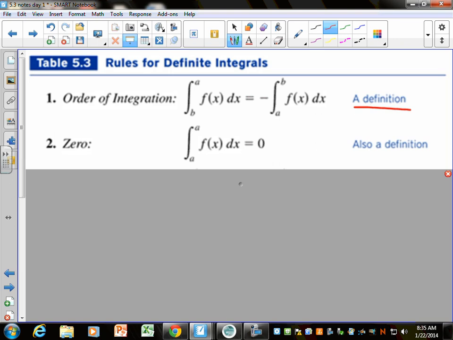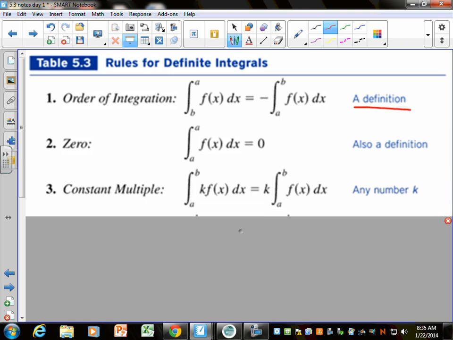Also, a definition. I copied this straight out of the book. So it's funny that they said also a definition. I know. It's funny. Our book's kind of funny. You guys never read it, but it's funny.